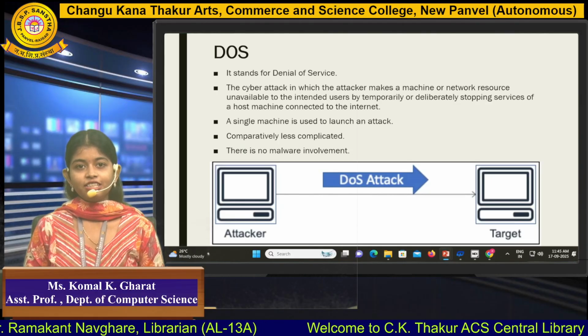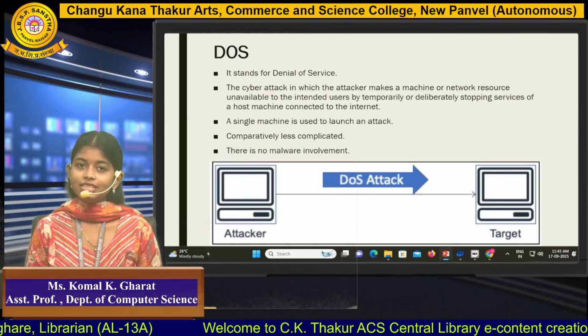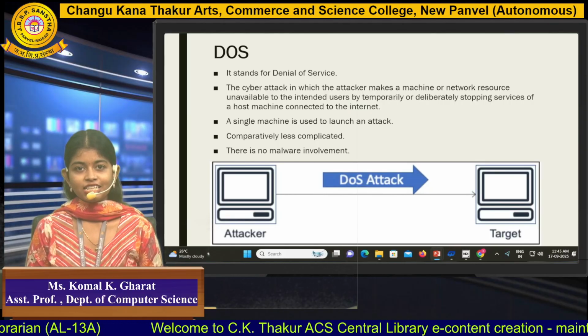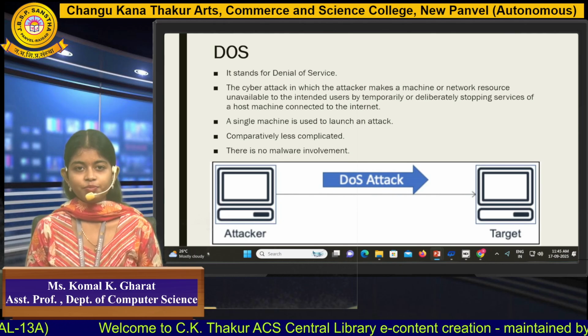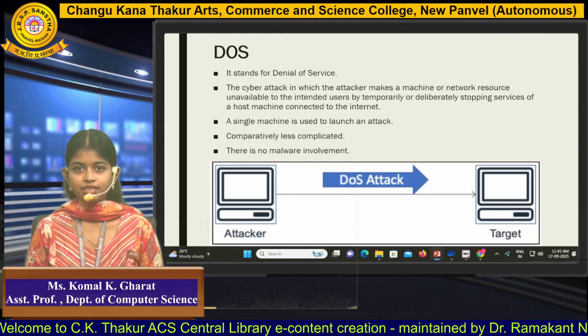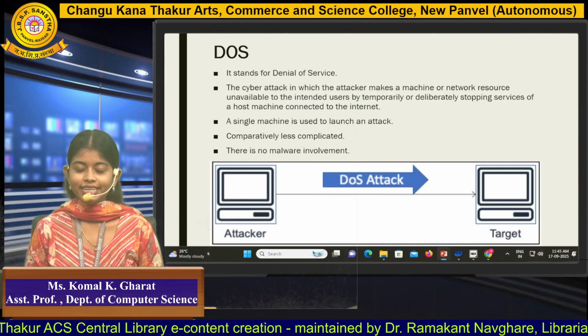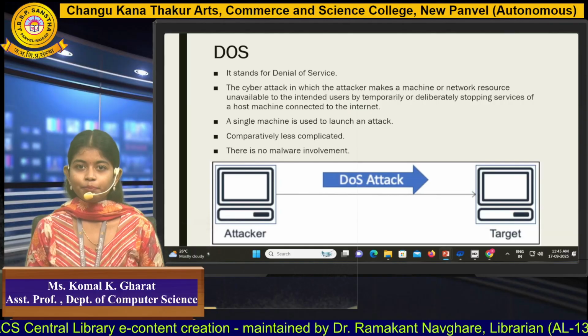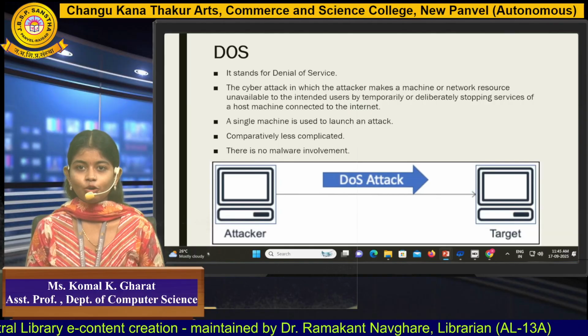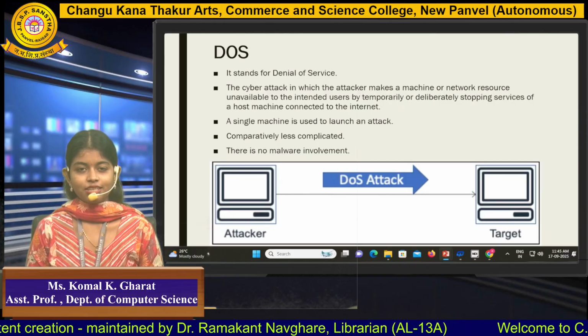Before starting with distributed denial of service, we have to understand what DOS is. DOS stands for denial of service. It is a cyber attack in which the attacker makes a machine or a network resource unavailable to the intended user by temporarily or deliberately stopping services of a host machine connected to the internet.